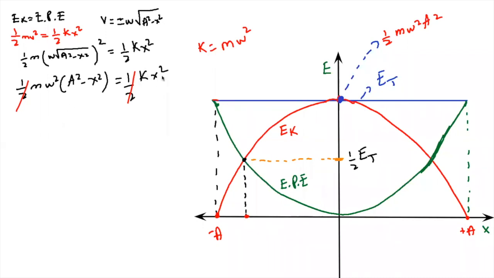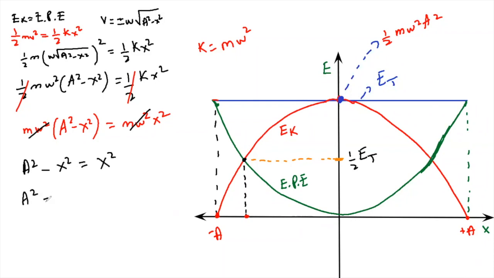So it's going to be m omega squared here as well. So m omega squared (a squared minus x squared) equals m omega squared x squared. Now you're going to see that m omega squared gets canceled out as well. Finally, I end up with a squared minus x squared is equal to x squared. If I do this, I'm going to have 2x squared. Since I want to find x, x squared is equal to a squared divided by 2. And finally, I'm going to take the square root here.